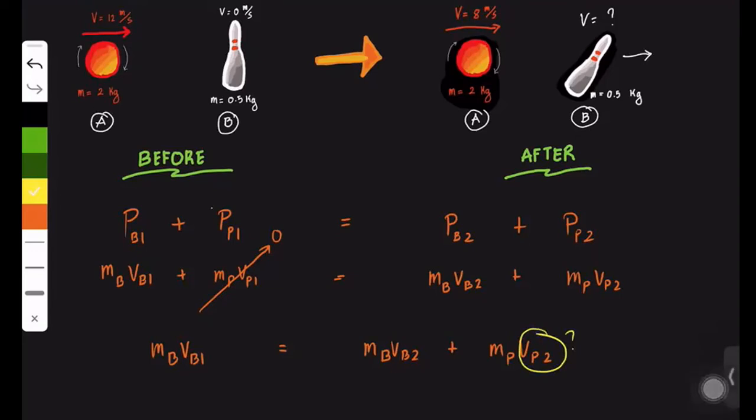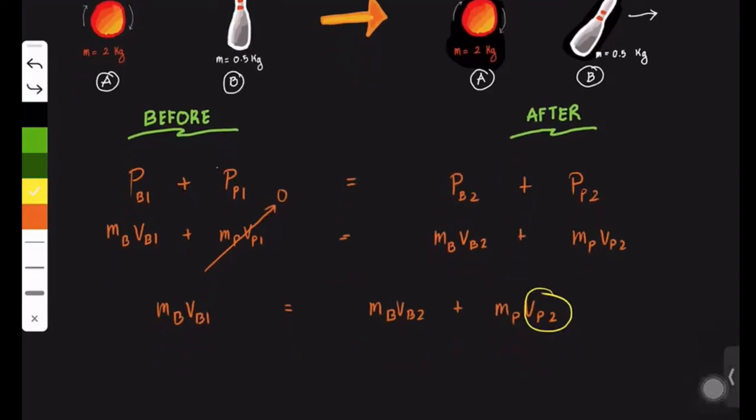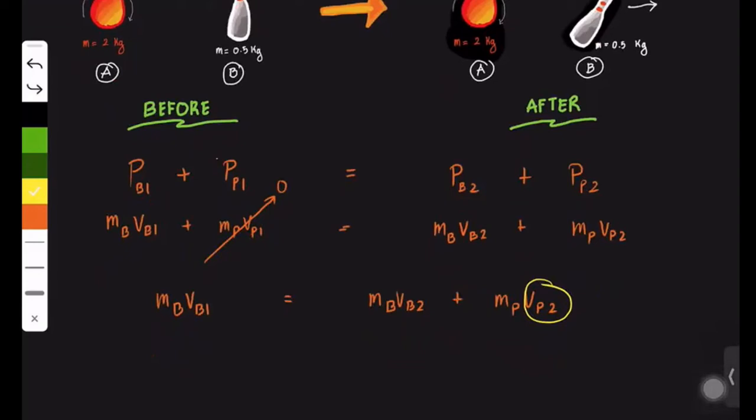So what we're going to do now is to extract that. The very first thing that we're going to do is to transpose that to the other side. So the formula now will become m b v b 1 minus m b v b 2 equals m p v p 2.